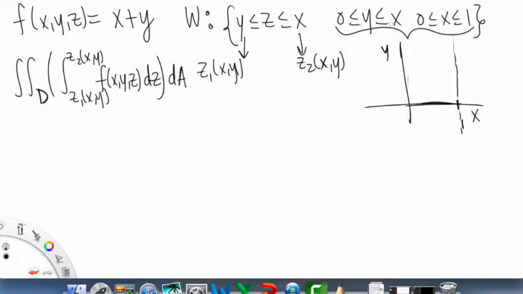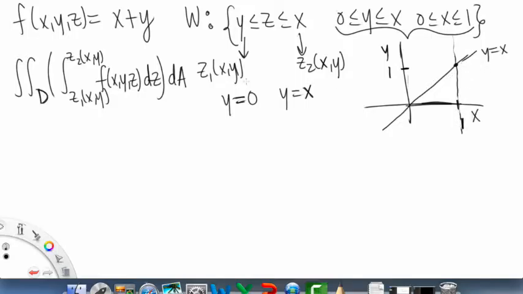So the upper bound on y would be characterized by the equation y equals x, right? So it goes from 0 to x. So y equals x looks something like this, right? So this is y equals x. And then these intersect at 1, right? The point (1, 1). And we can always solve for that by setting y equals x to x equals 1.